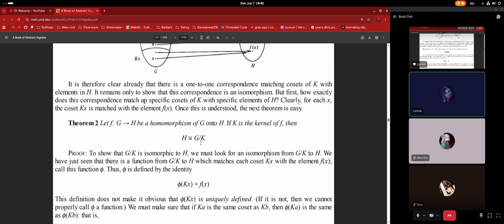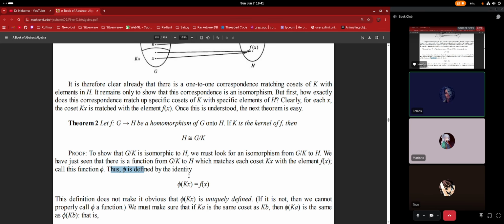we say that H is isomorphic to the quotient group G by K, right? To show that G by K is isomorphic to H, we must look for an isomorphism from G by K to H. We have just seen that there is a function from G by K to H which matches each coset Kx with the element f of x. Call this function, what is this? It's phi, I think. Phi, yes.